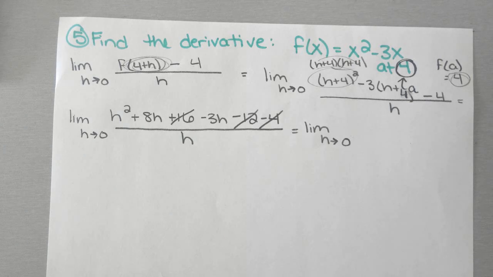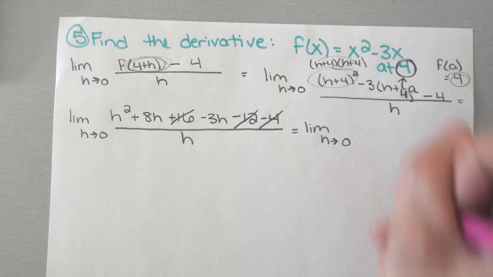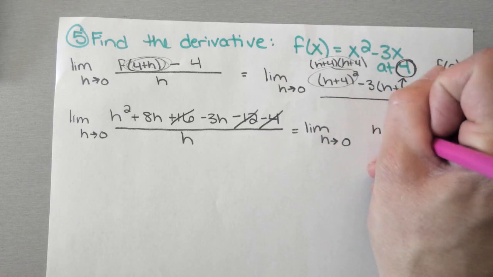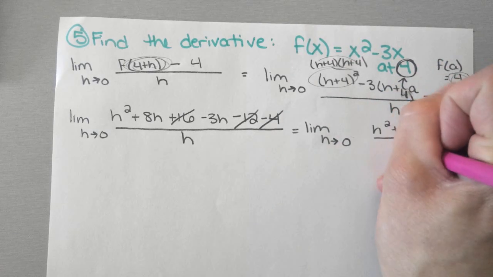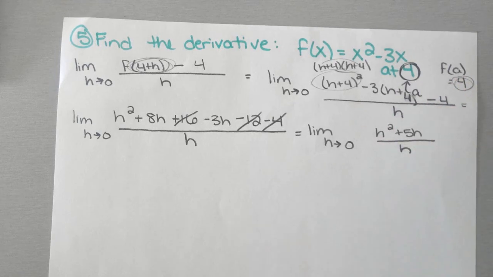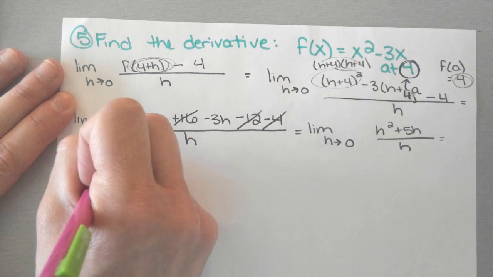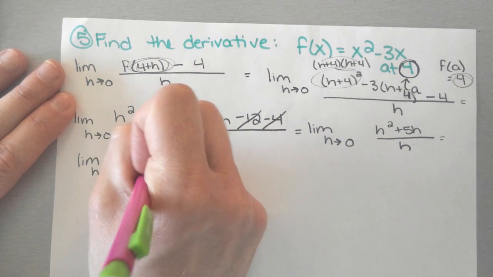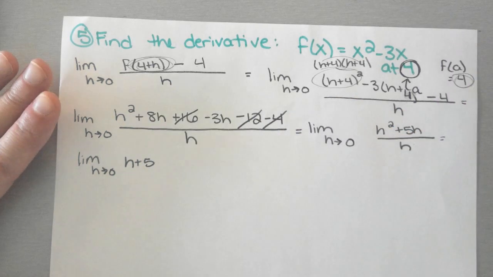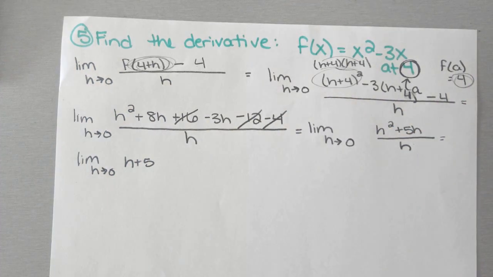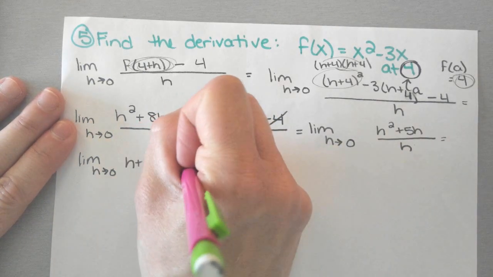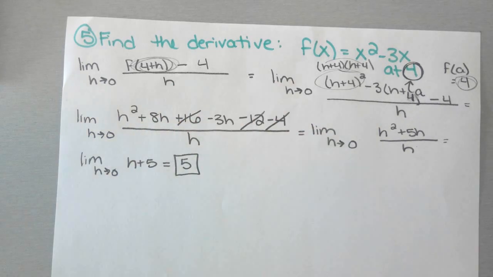Now, those are the only things that can cancel, but can I combine my h's? Yep, so I get h squared plus 5h all over h. Can I divide the h in? Yep. So I get the limit as h approaches 0 of h plus 5, because I'm dividing an h away from each. Or you could think of factoring it out and then canceling. Can I plug in my 0 now? What do I get? 5. Your derivative is the slope. So boom, I'm done. I don't need to put it into the point slope or slope intercept form or anything else.